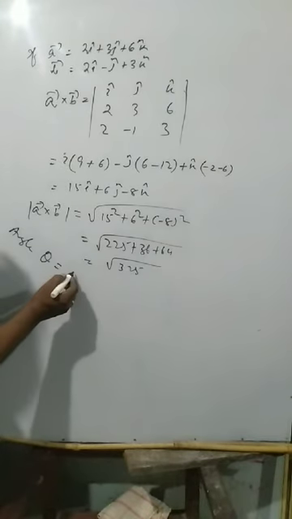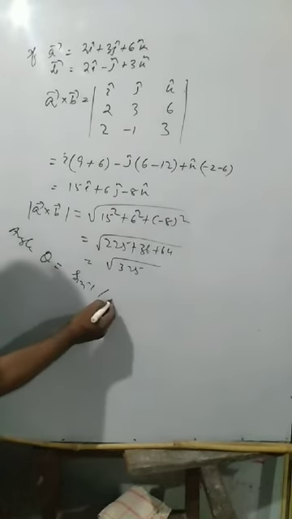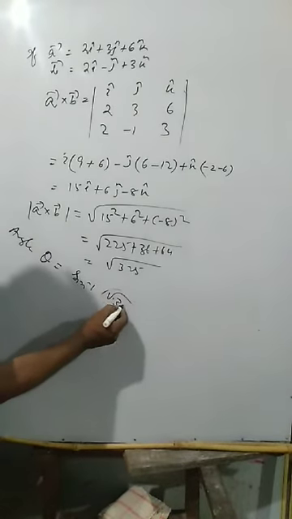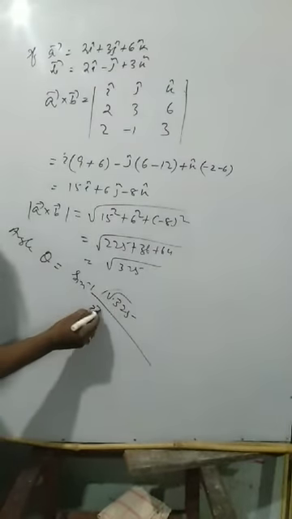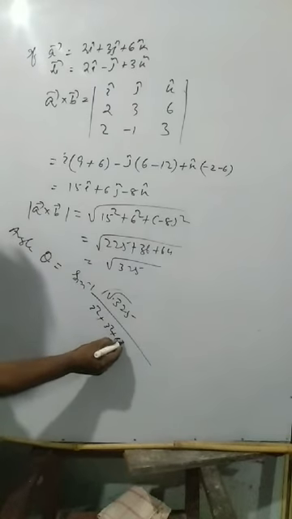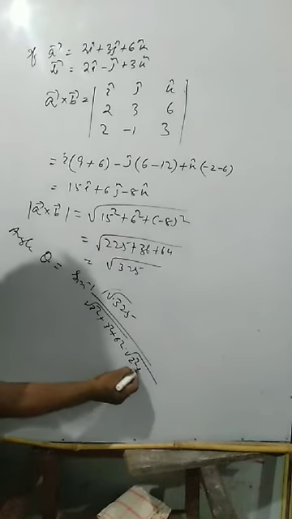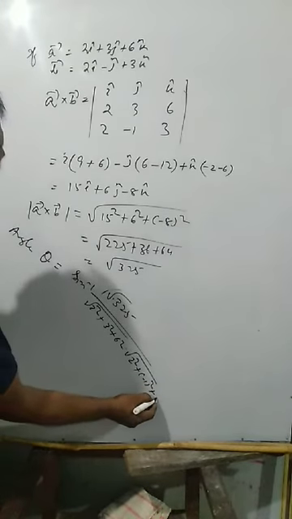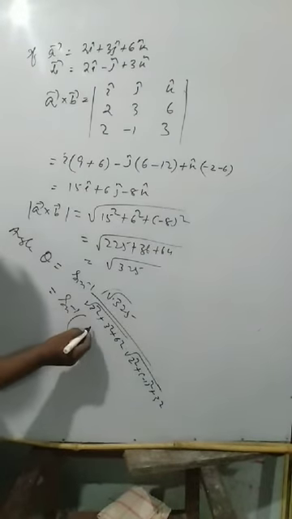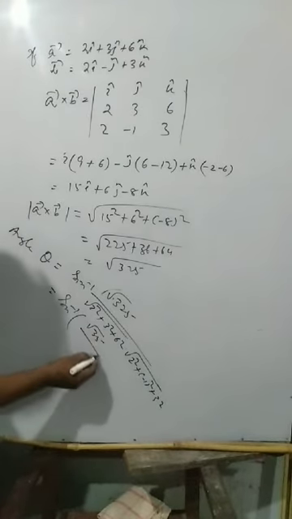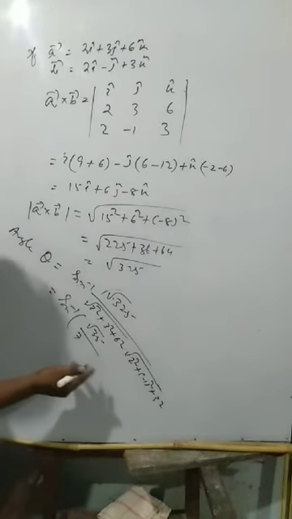Sin inverse, as it is a cross product. You know the magnitude of this one equals root over 325 by the magnitude of A, which is root over 2 square plus 3 square plus 6 square, into the magnitude of B, which is root over 2 square plus minus 1 square plus 3 square. So sin inverse of root over 325 by 7, and here 9 plus 1 is 10, plus this, root 14.